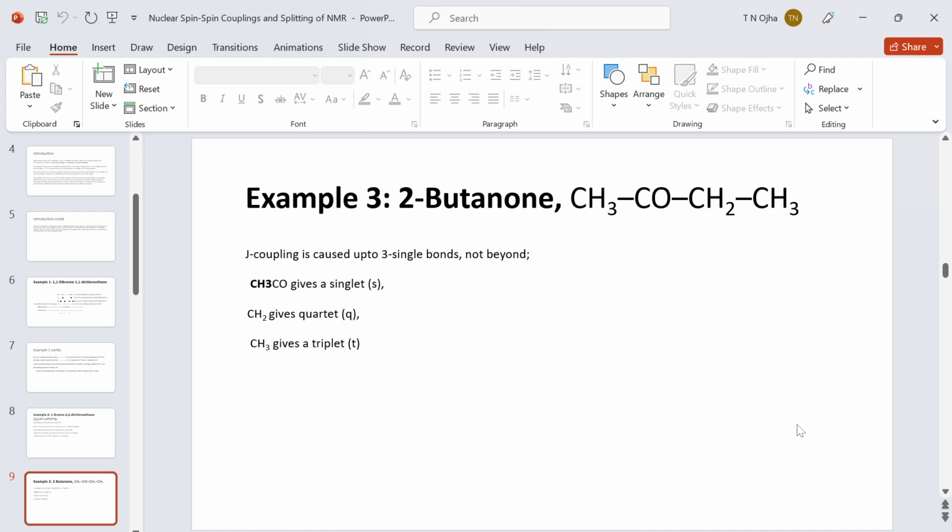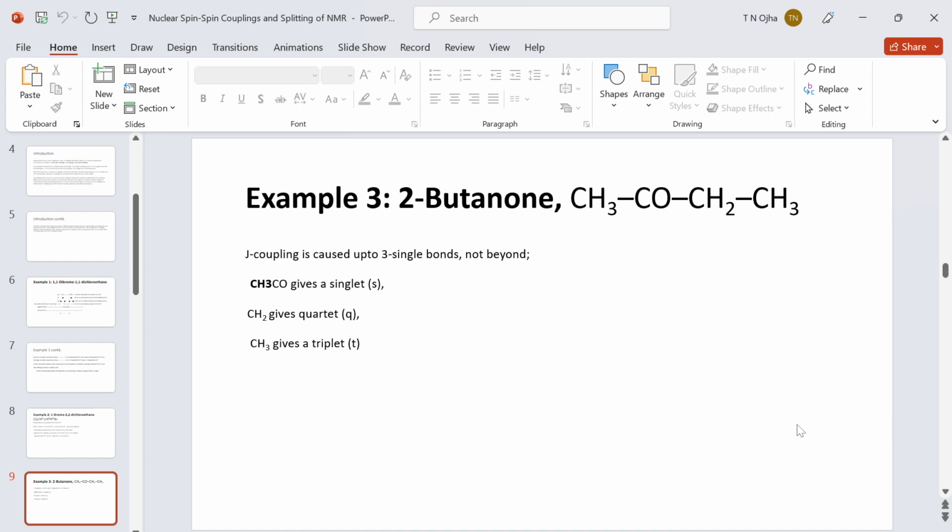Let us take yet another example, 2-butanone. We can see very clearly this molecule contains three types of hydrogens: CH3 near the carbonyl group, CH2, and the distant CH3. Three types of hydrogens are there. Both methyls are non-equivalent.